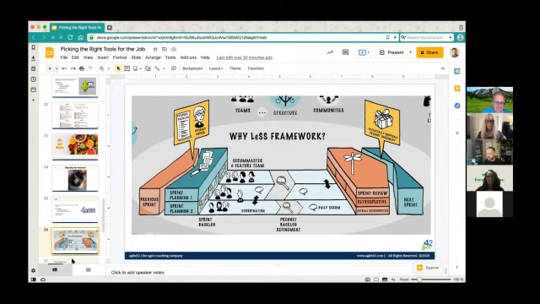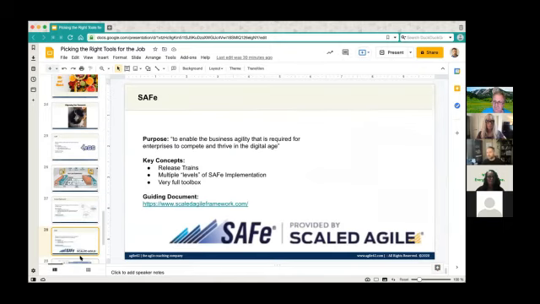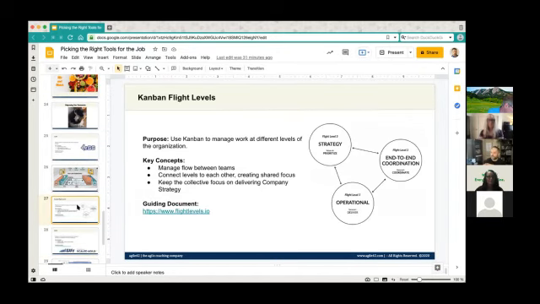I included, oops, I got ahead of myself. I included this because I felt bad just having very Scrum-specific stuff. Kanban flight levels. If you're using Kanban, you go, well, that's great. All my teams use Kanban to improve their team processes. But what about our portfolio? What about our organization? What about our strategic objectives, right? Take a look at flight levels. It's all about how do I apply that same Kanban process to improve how I work on a portfolio.